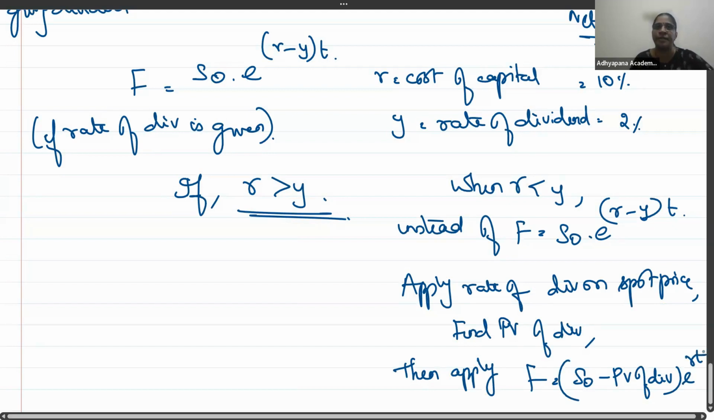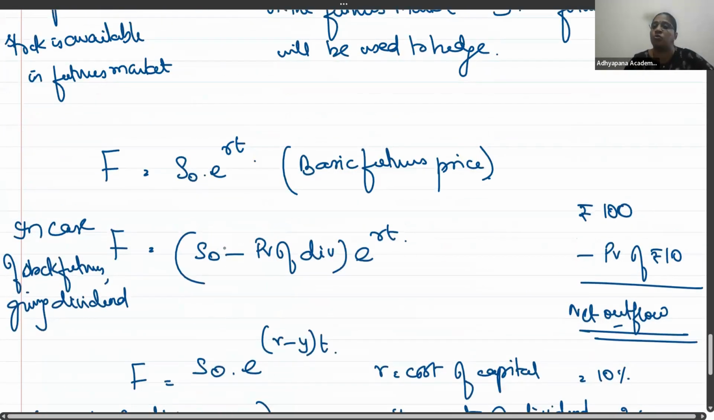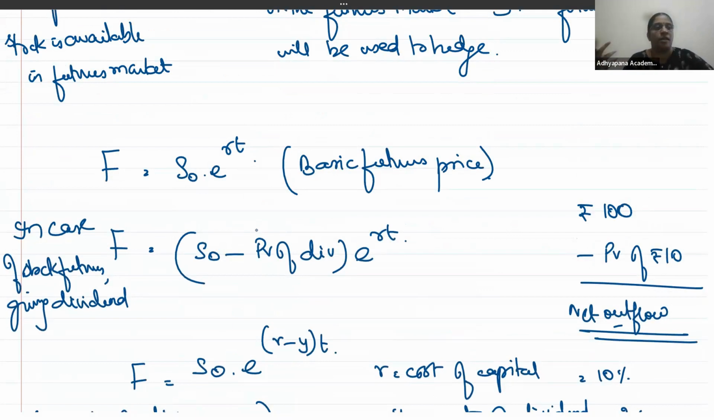Are you able to get my point? The basic formula is F is equal to S0 into e raised to RT. In case of stock futures, stock means shares. If they are giving you dividend, subtract the present value of dividend from the outflow S0, that is S0 minus present value of dividend, and the net amount will grow at e raised to RT. If instead of the amount of dividend they have given you the rate of dividend, it is S0 into e raised to (r minus y) into t. But what is the condition there? R should be greater than y.